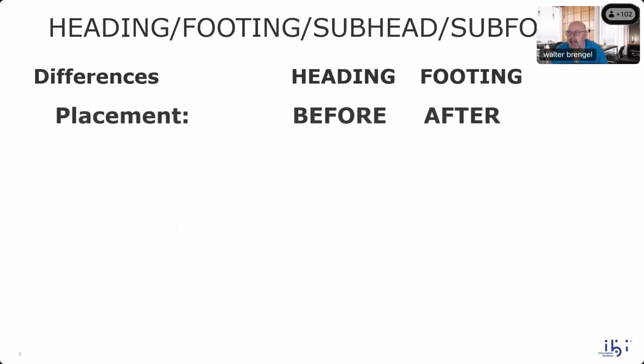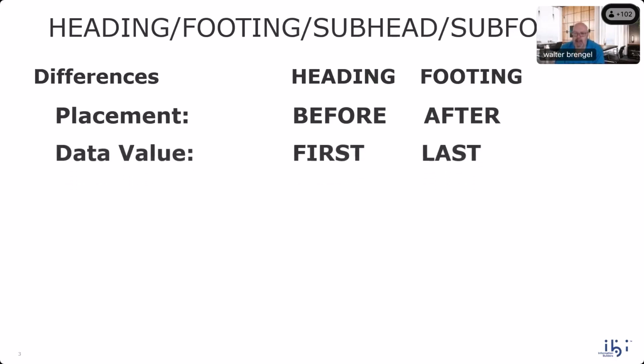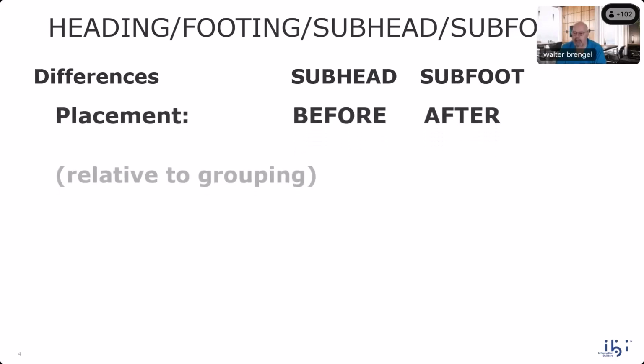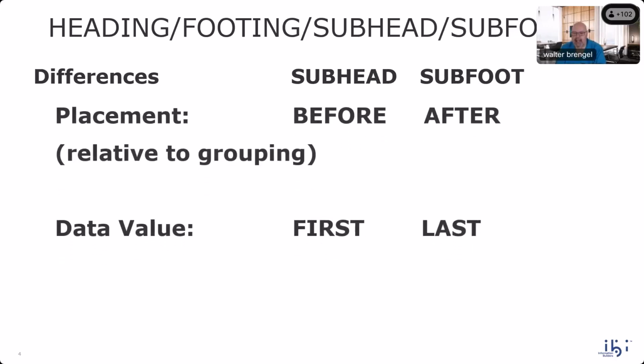All right, differences between a heading and a footing. Placement. One comes before the detail of the report and one comes after. And the data value. If you reference a field in a heading, the value you get will be the first row data value. If you reference a field in the footing, you're going to get the last row data value. Subhead, subfoot, similar. Subheads come before the grouping, and the subfoots come after. And again, your data values will either be the first or last if it's a subhead or a subfoot.